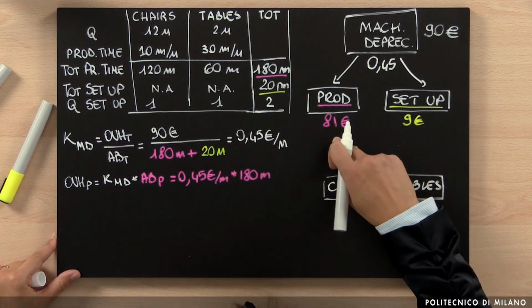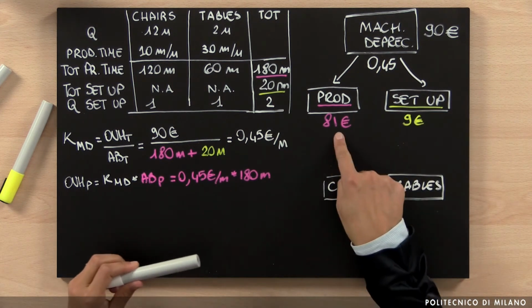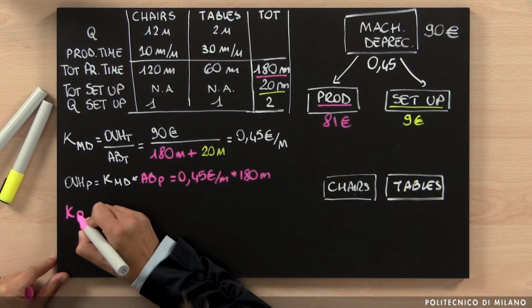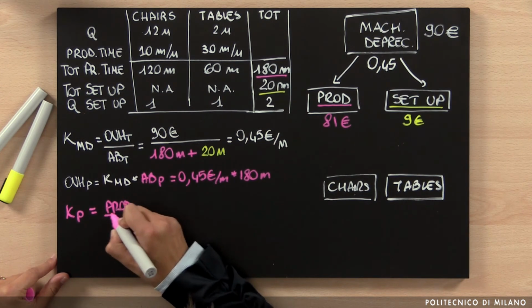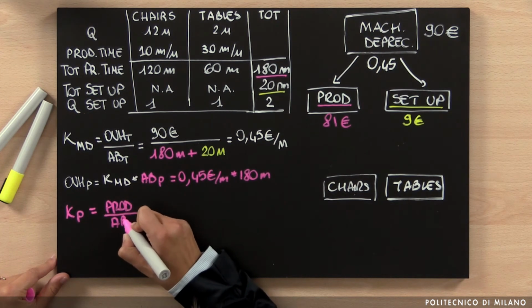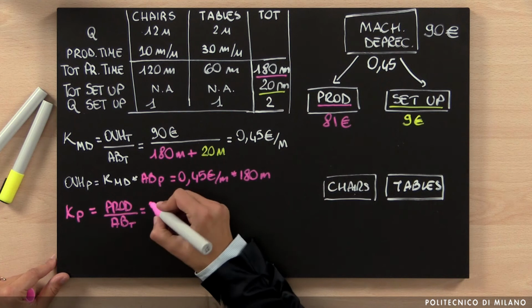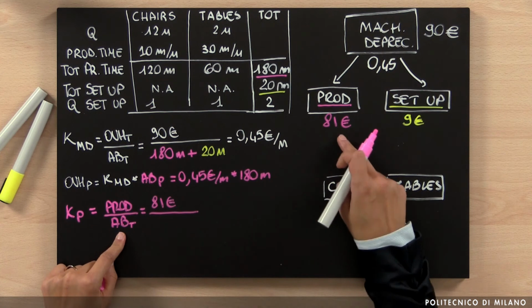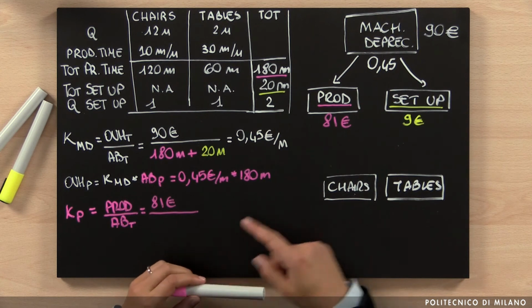So we need to calculate an allocation coefficient for the production and an allocation coefficient for the setup. Let's start by calculating the allocation coefficient of the production. So K of the production will be the total cost of production, which we can call the production cost, divided by, again, an allocation basis total related to the two different products. We have that the total cost of production is 81 euros divided by the total allocation basis, which is the relationship between the activity of the production and the two different products, the chairs and the table.